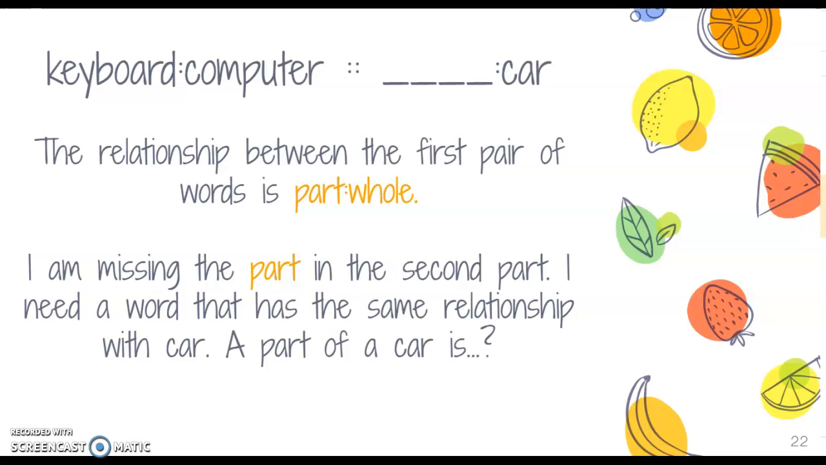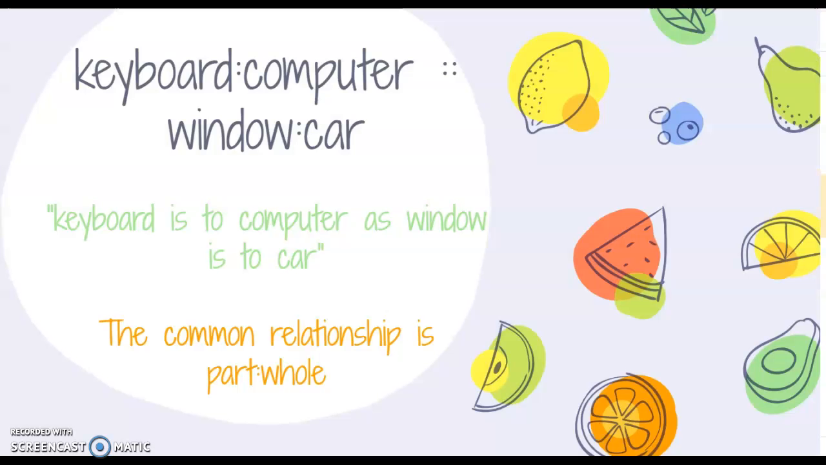Keyboard is to computer as blank is to car. Well, I know that a keyboard is a part of a computer. So in the second section, it looks like I am missing the part of the car. What could be a part of a car that we could use to fill in the blank? I chose window. Keyboard is to computer as window is to car. You could have chosen door or wheel or steering wheel or radio. Anything that would be a part of a car would be acceptable because the common relationship here is part whole.